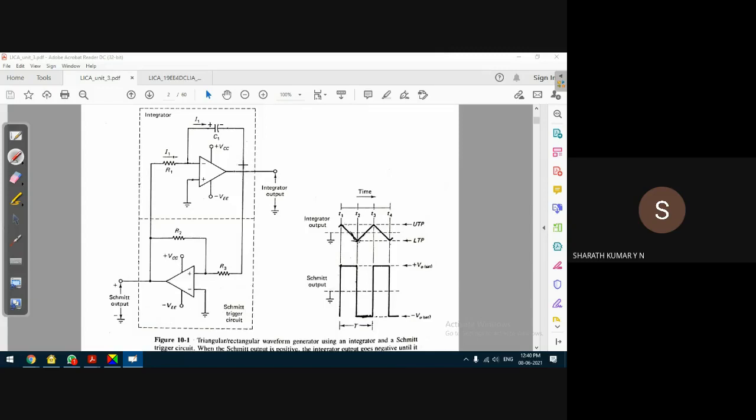On what basis does the triggering level depend? Observe this. If the output of the integrator is positive, then the triggering level for this op-amp is positive. If the output of the integrator is negative, the triggering level will be negative. So the upper triggering point and the lower triggering point depend on whether the output of this integrator is positive or negative. But here the reference is 0, that is, 0 volts applied to the inverting input terminal.